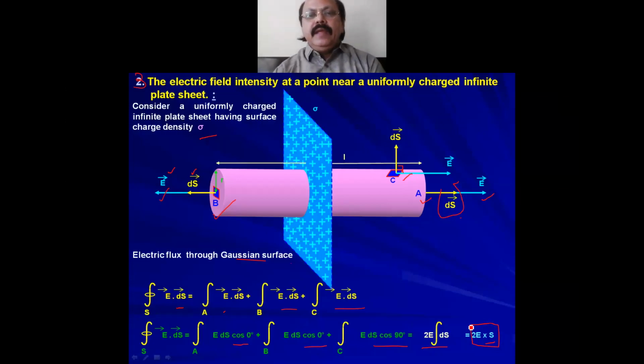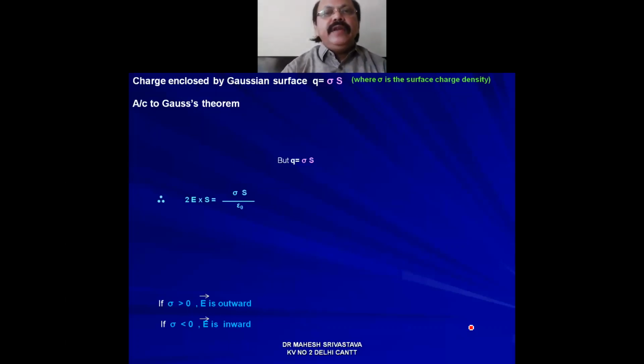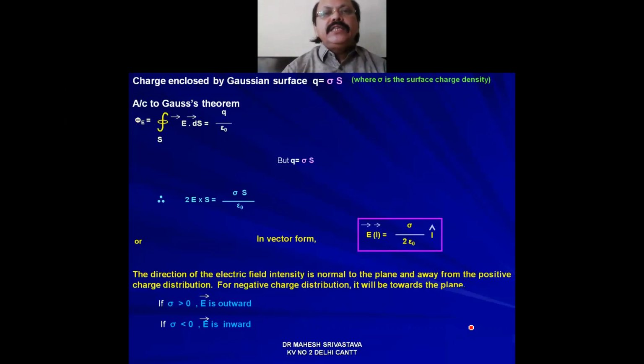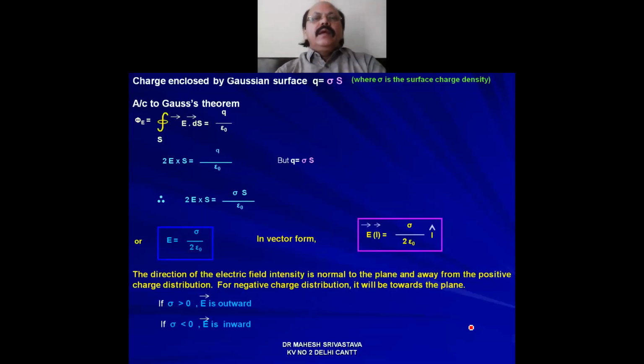So the next step we have to follow, since we are saying that surface charge density is sigma, then the charge enclosed by the Gaussian surface is Q equal to sigma S, where sigma is the surface charge density. After that you have to apply Gauss's theorem, that is phi is equal to closed integral E dot ds equal to Q upon epsilon naught.